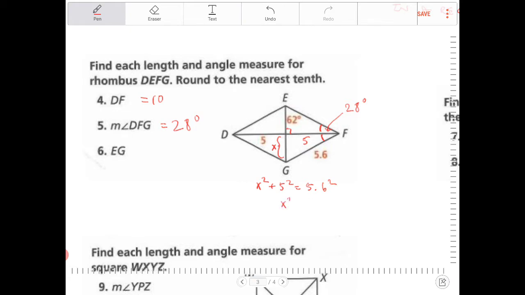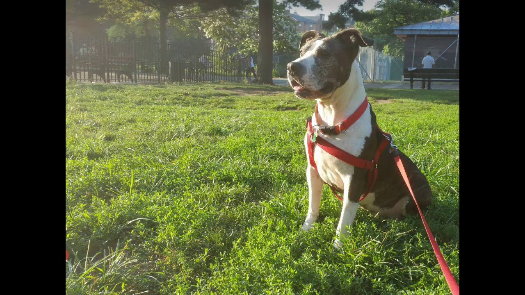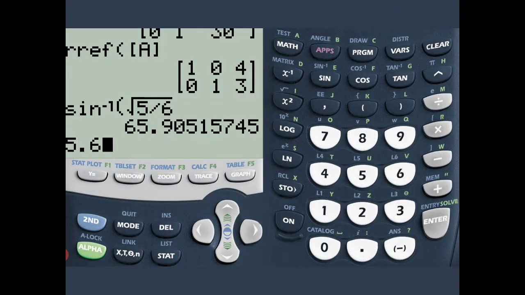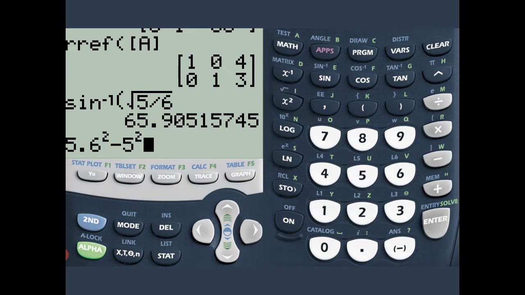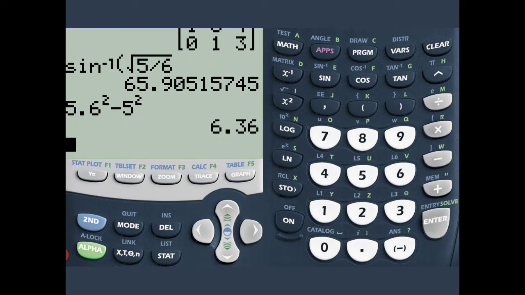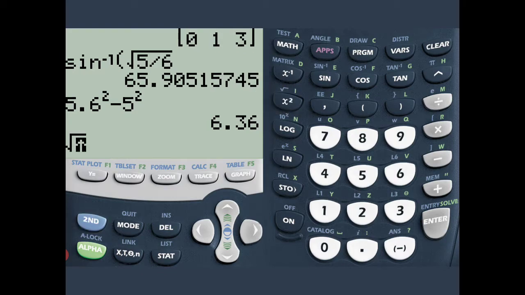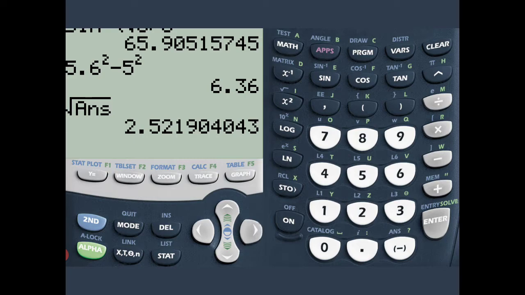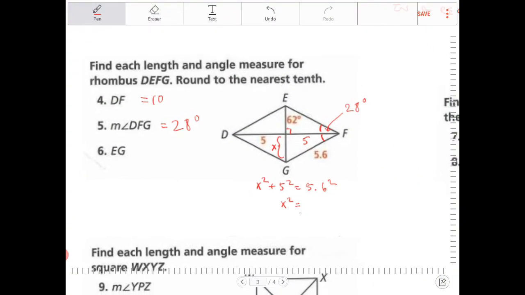I will now apply the Pythagorean Theorem and solve for x. So 5.6 squared minus 25. It's not going to be much at all. So let me see here. 5.6 squared minus 5 squared. What is that? That's 6.36. And then I'm going to take the square root. That's 2.52. So x is equal to 2.52. And since x is equal to 2.52, EG is going to be 2 times that. So that will be 5.04.